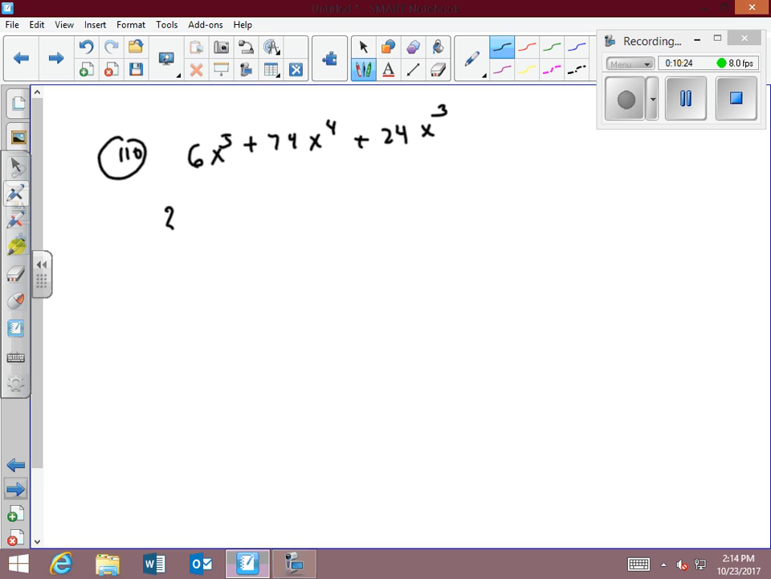How about a variable? What comes out? X cubed. Every one of those has an x cubed. So 2 out of the 6 is 3, and then x cubed out of x to the 5th is x squared. Take the 2 out of 74 is 37. X cubed out of x to the 4th is just an x, right? 2 out of 24 is 12. And x cubed out of x cubed is just 1.